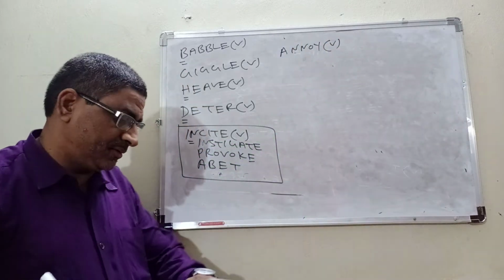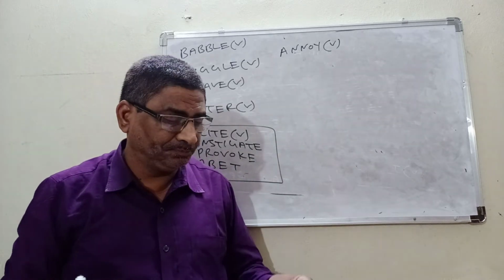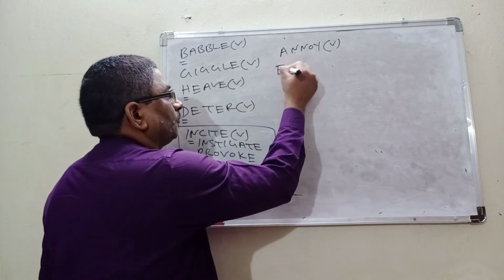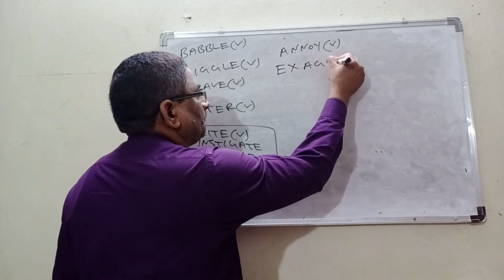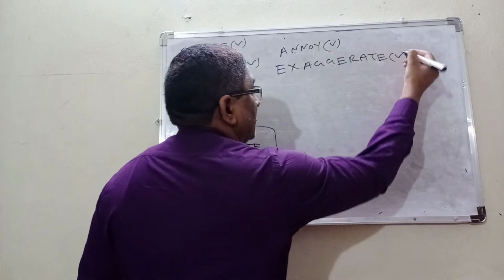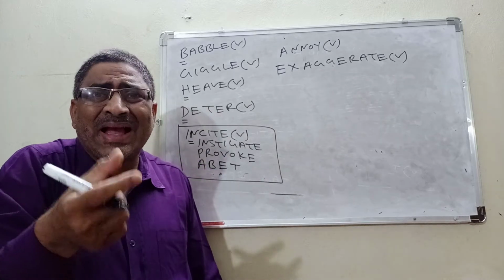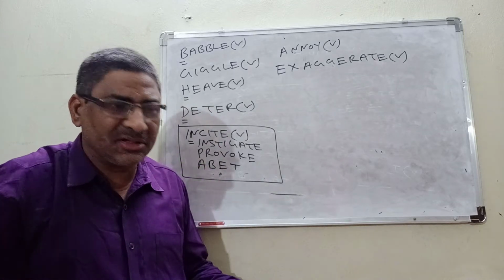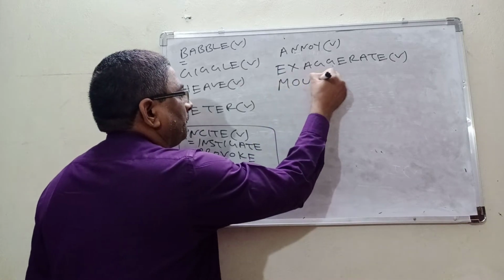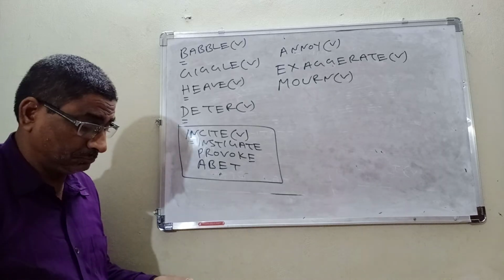Annoy means irritate. I don't want to get annoyed. Annoy means irritate. Next word, exaggerate. To say excessively. Please do not try to exaggerate anything, right? To say excessively is called exaggerate. Mourn, to express sorrow, grief.